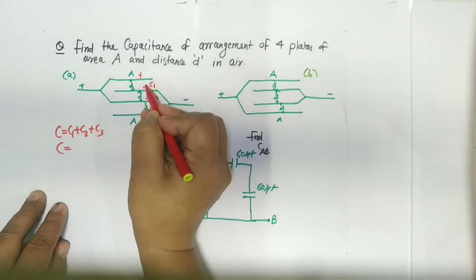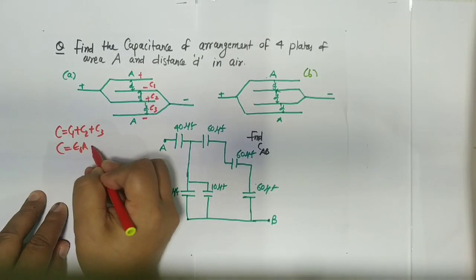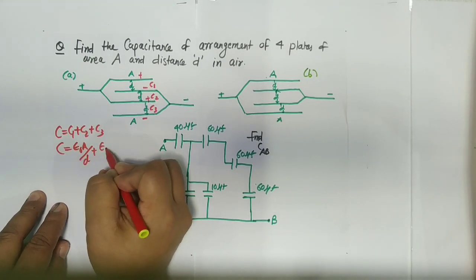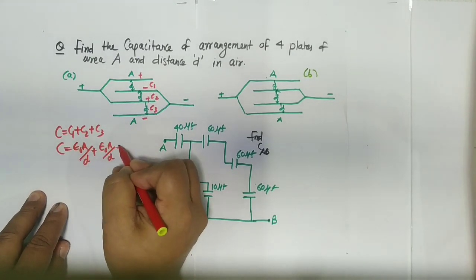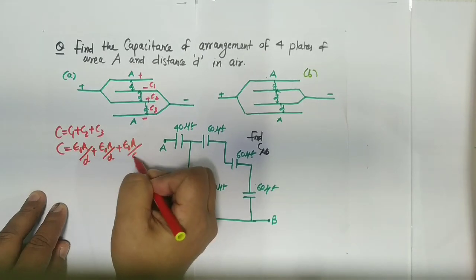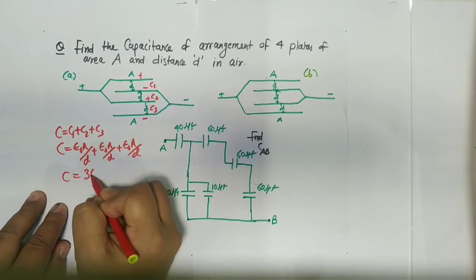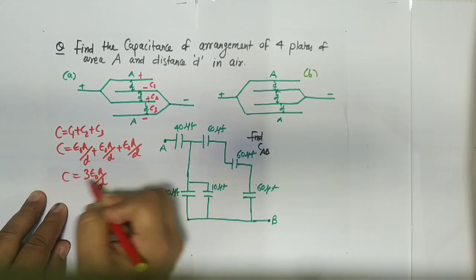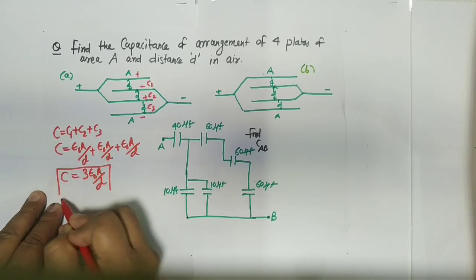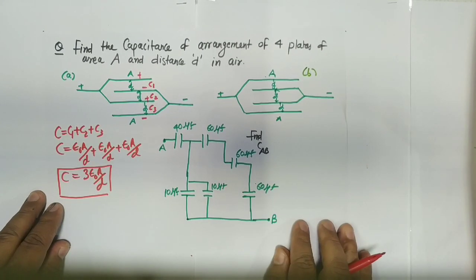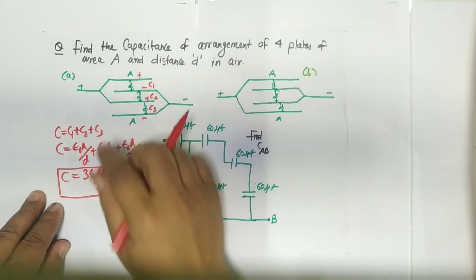So for this it will be epsilon naught A by D. Remember epsilon naught A by D? Epsilon naught A by D was in air medium. So the answer for this will be 3 epsilon naught A by D, because there are 3 capacitors acting like capacitors.